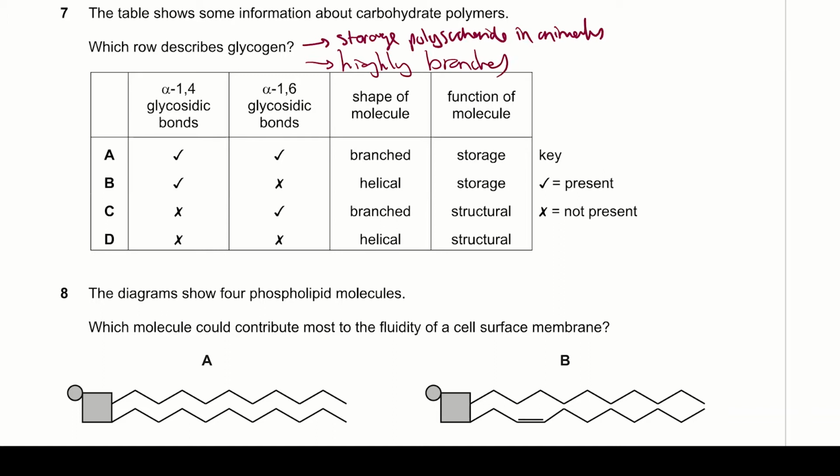First, alpha 1 to 4 glycosidic bonds. It does have alpha 1 to 4 glycosidic bonds. B, has alpha 1 to 6 glycosidic bonds. This is also correct because, as we said, it's highly branched, so it has many alpha 1 to 6 glycosidic bonds. Shape of the molecule is branched. Yes, that's correct. Function of the molecule is storage. As we mentioned all these points earlier, so A is definitely the correct answer.